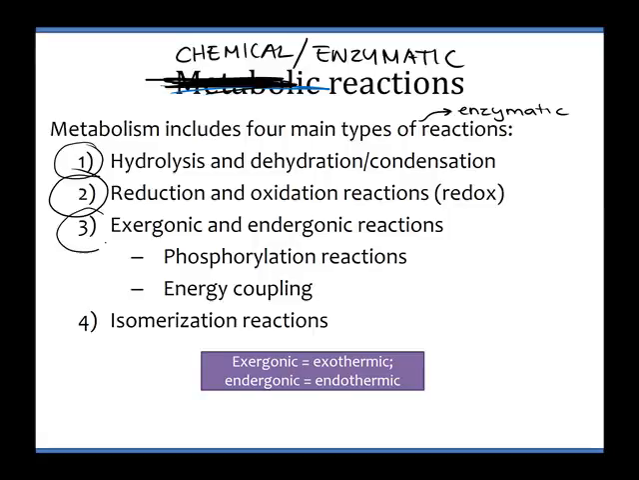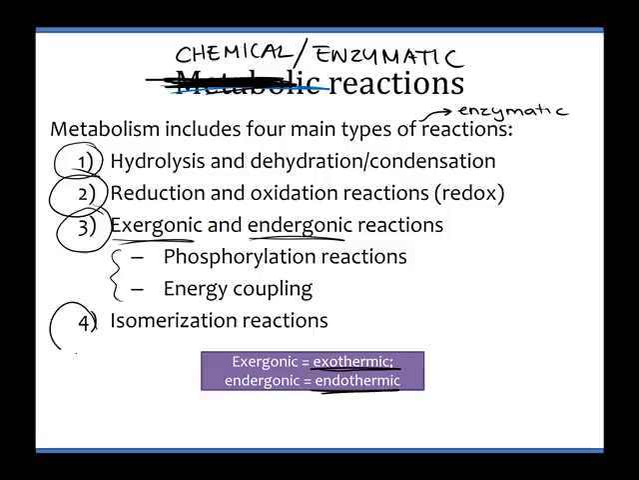We're going to look at exergonic and endergonic reactions. And you actually may have heard these terms already in a slightly different form. Exergonic, you may have heard in chemistry as exothermic, endergonic as endothermic. They mean essentially the same thing. Exergonic simply means the release of energy. Exothermic means the release of heat. But you can put either one on an exam. And we'll learn two types of exergonic and endergonic reactions.